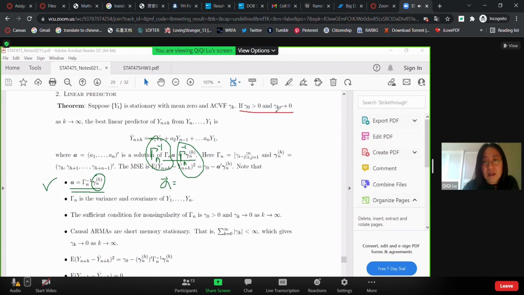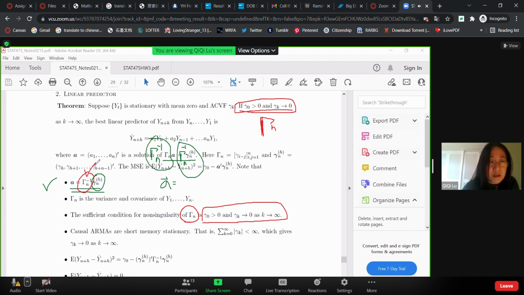We have the condition here. This condition means your variance covariance matrix is invertible, or non-singular. So if this gamma n is full rank, non-singular, invertible, then you can find this gamma n inverse. So this exists. This is a condition.